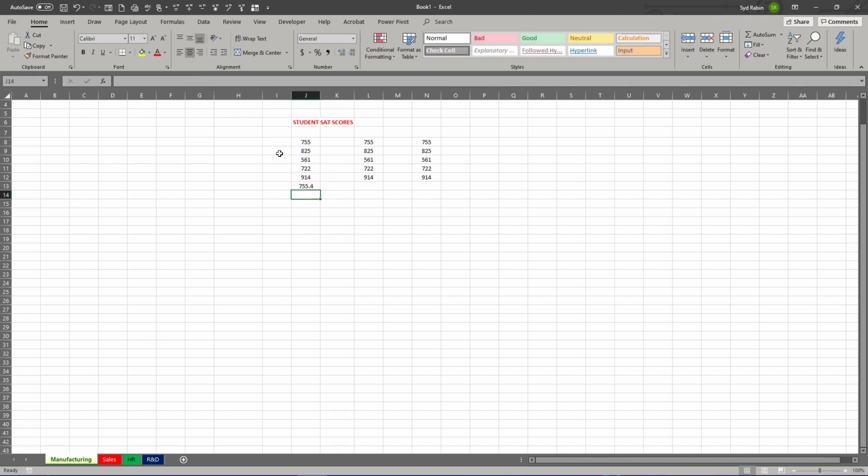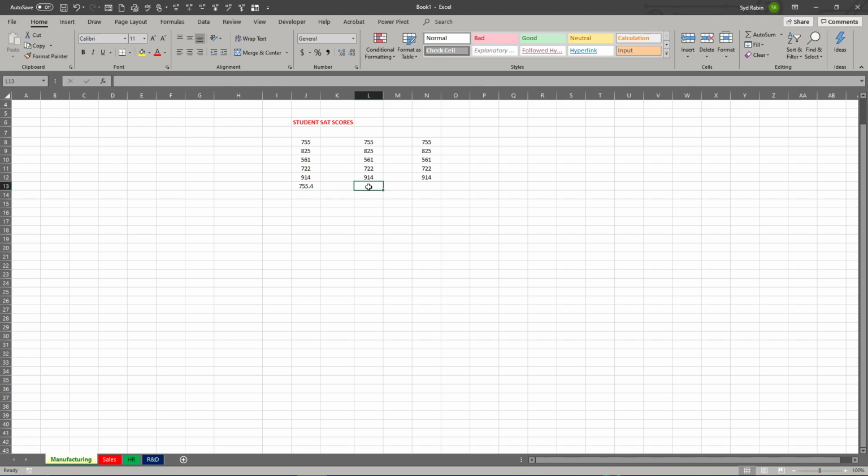So if you press the enter key, now we get 755.4, which makes much more sense to be the average of these numbers here. So that is the old-fashioned hardest way to do it, by writing a formula, adding up the numbers, then dividing by the total after you put the parentheses in. Let's try another way here.